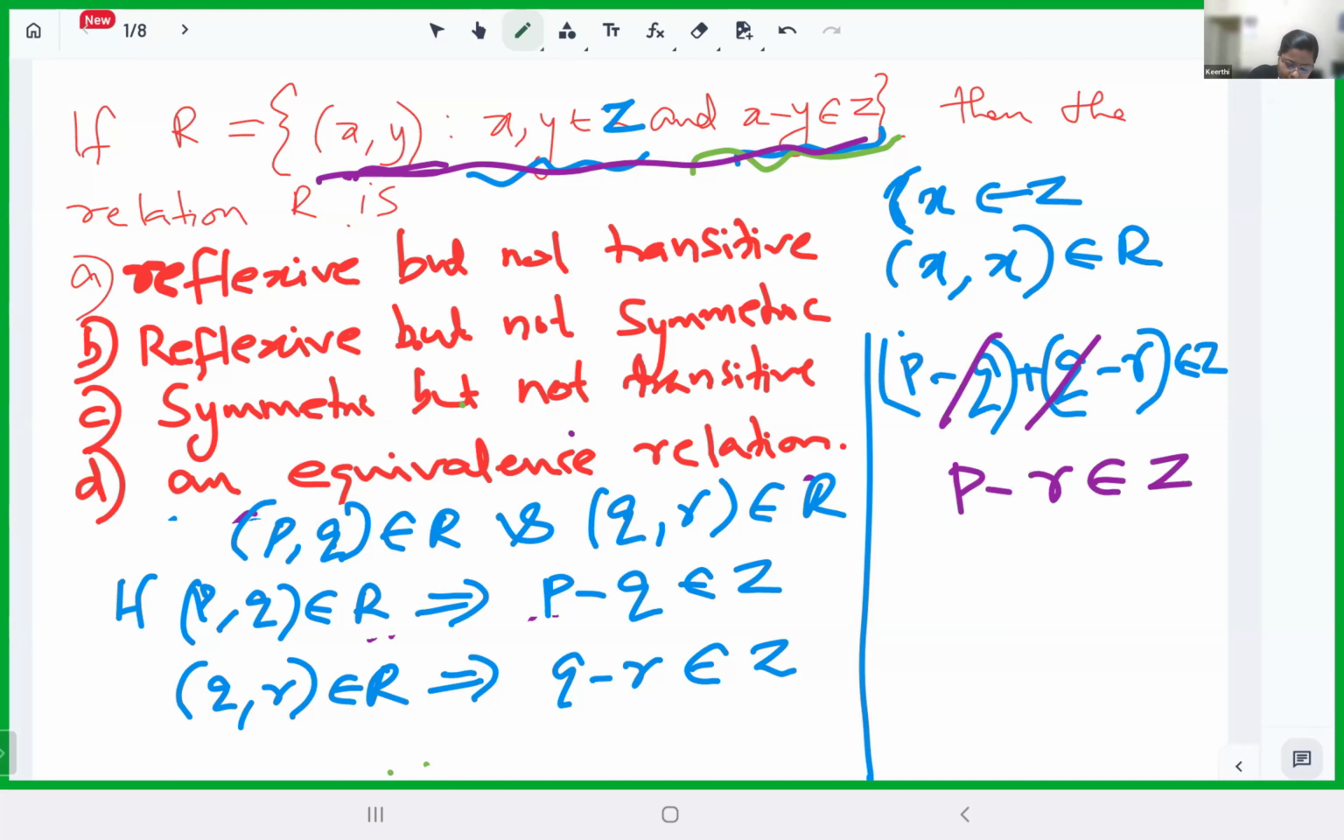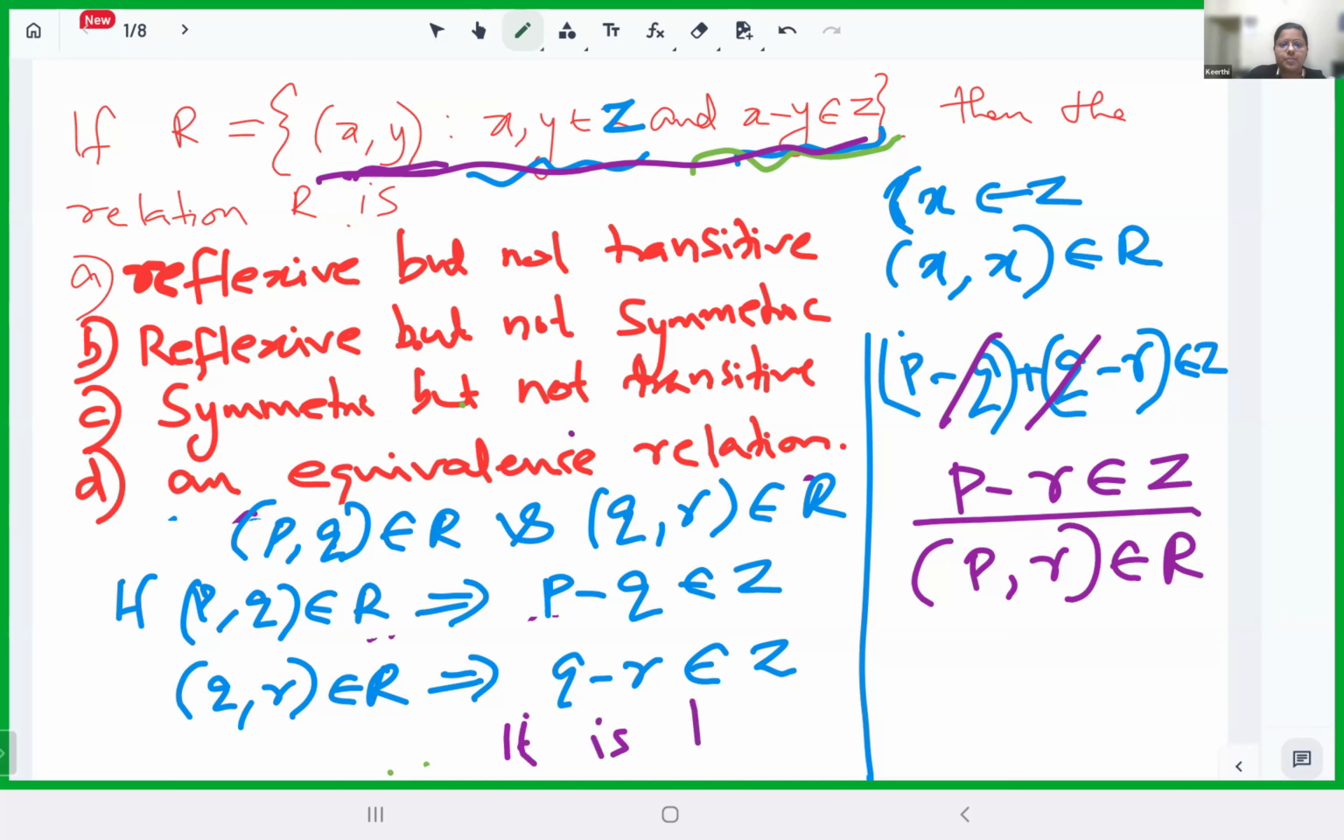From this, what can you say? The ordered pair (p, r) belongs to the relation. Since p minus r belongs to the set of integers, the ordered pair (p, r) belongs to R. So from this, you can conclude that it is transitive also. The given relation is reflexive, symmetric, and transitive, so we can conclude that it is an equivalence relation. All right, so moving on to the next question.